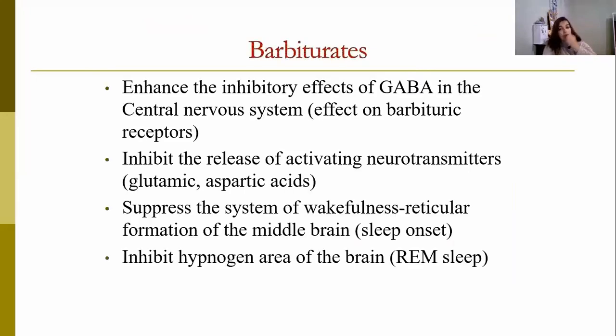Well, barbiturates. I already told you that they enhance the inhibitory effects of gamma-aminobutyric acid in the central nervous system by affecting the barbiturate receptors, yes, increasing the GABA receptor sensitivity to gamma-aminobutyric acid, and that activates chloride channels, yes, and chloride comes inside the cell. Okay, then what else? It inhibits the release of activating neurotransmitters. Of course, we don't need the glutamic and aspartic acid because they activate the CNS, so we inhibit them. Also, it suppresses the system of wakefulness in the reticular formation of the midbrain, and they inhibit the hypnogenic area of the brain, rapid eye movement sleep.